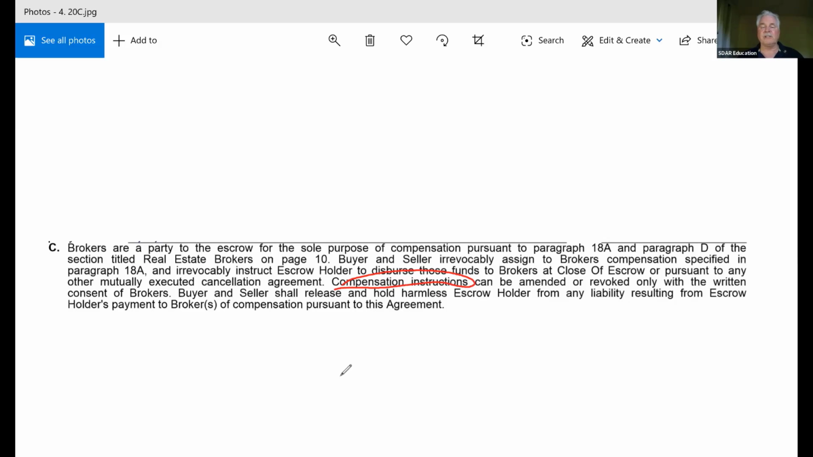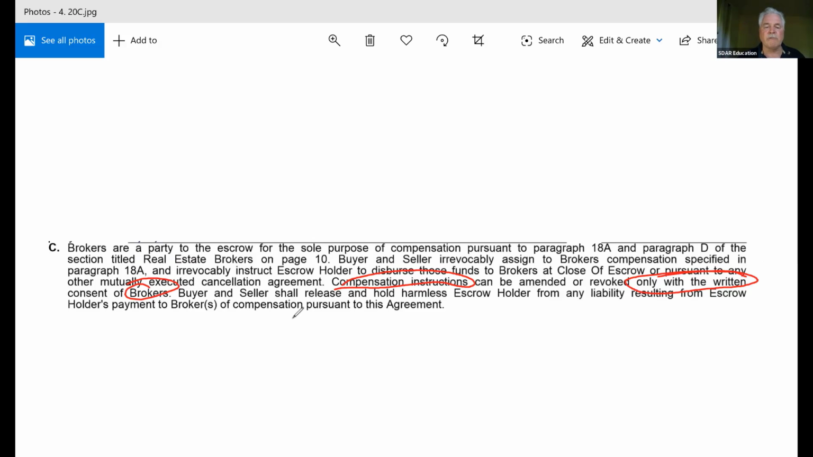Compensation instructions can be amended or revoked only with the written consent of the brokers. All right, so escrow gets their instruction up front, how much we're paying you, out of seller's proceeds, buyer's contribution, whichever, and it can't be changed by anyone except the brokers. That's what it means when it says irrevocably instructs escrow holder. So they can be amended or revoked only with the written consent of the brokers.